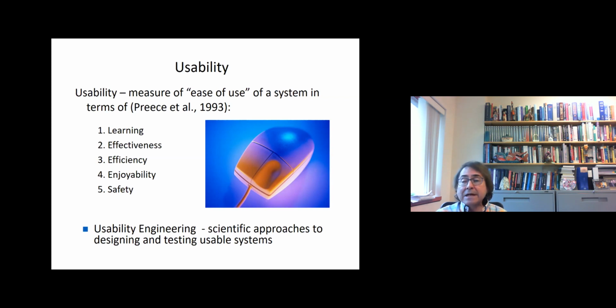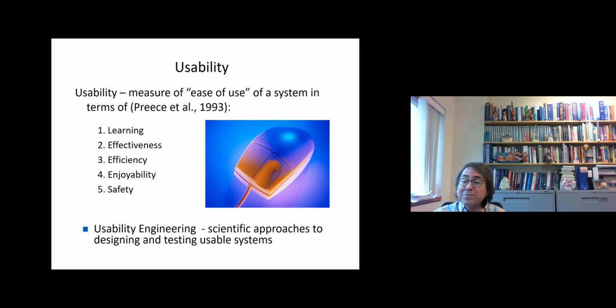Dimension 1 is learning, or how easy it is to learn how to use an application. We can look at learning curves over time. 2, effectiveness. For the task we're looking at, is the system effective? Does it do what it's supposed to? 3, efficiency. Does it do what it's supposed to, but does it take too long or too many clicks? And we looked at the cognitive walkthrough as a method for analyzing that last week.